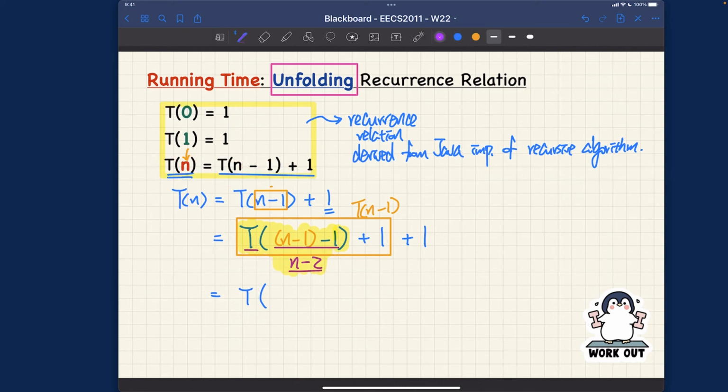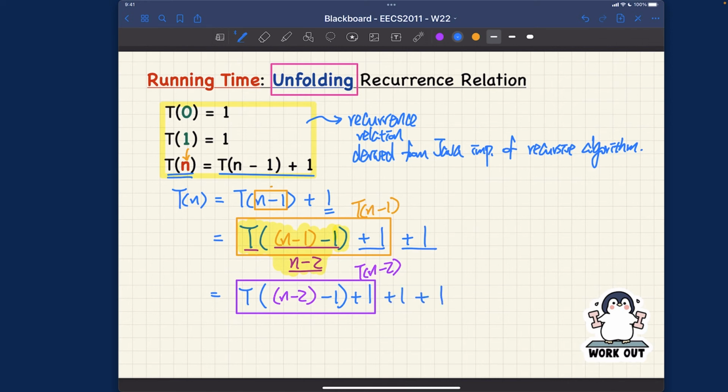Let's try that. It's going to be T of, so we got n minus 2 over here, and then minus 1, and then plus 1. This part over here is just the T of n minus 2 alone, right? And then we're going to say plus 1 and plus 1. Don't forget about these two. And plus 1, right?